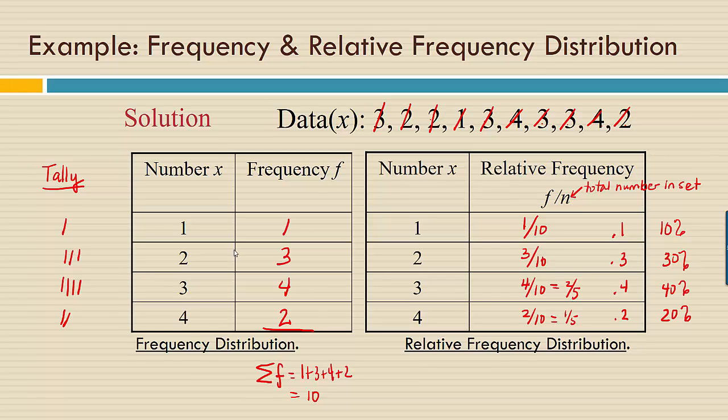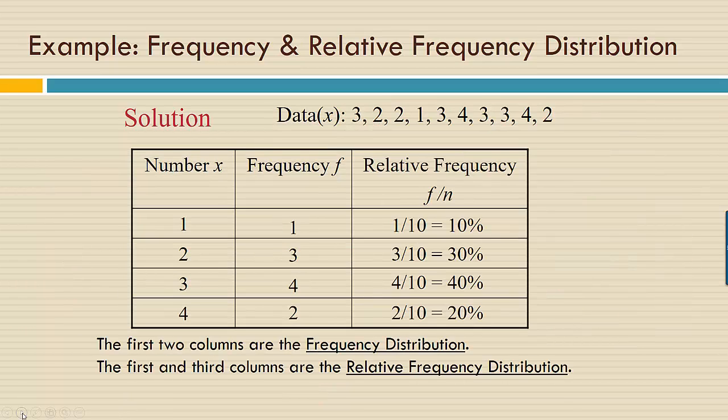Many times, instead of making two separate tables, we combine them into one big table, as you see here. In this table, the first two columns comprise the frequency distribution, and the first and third columns are the relative frequency distribution.